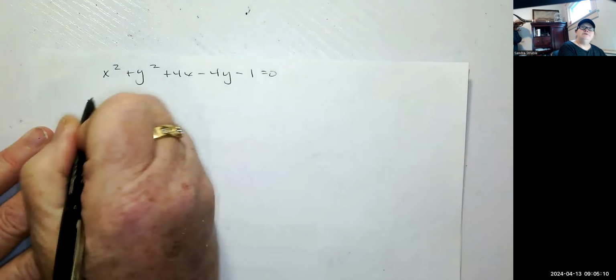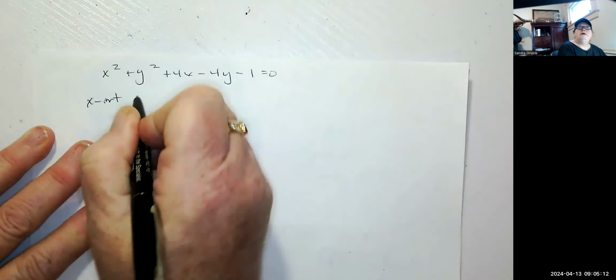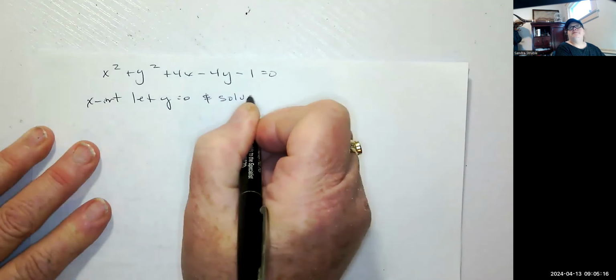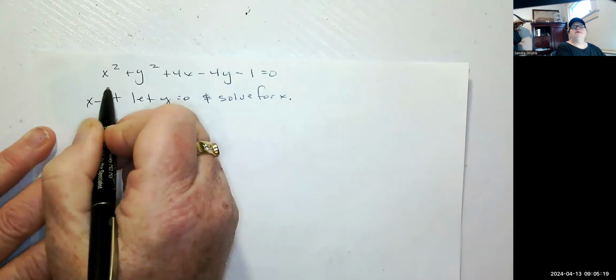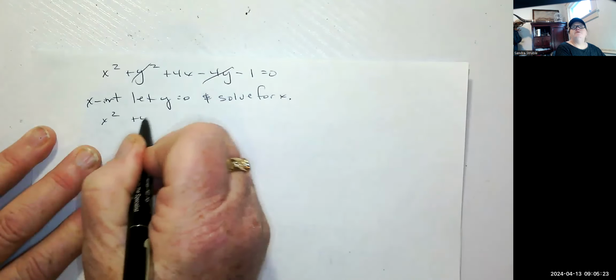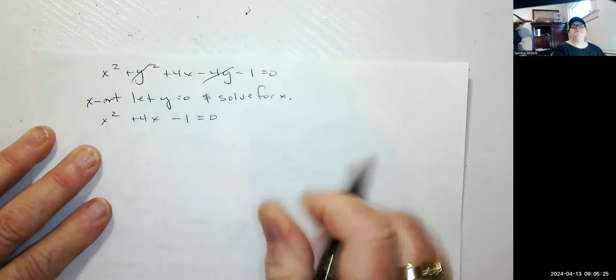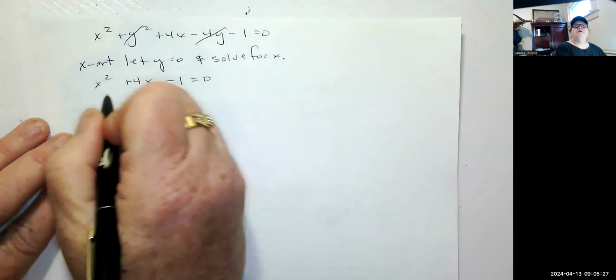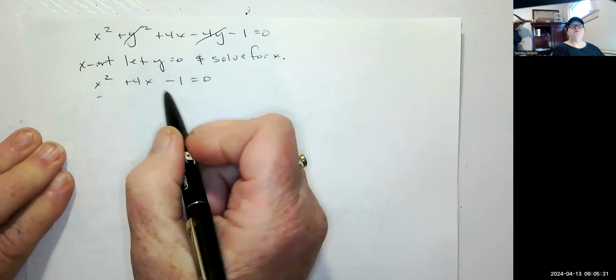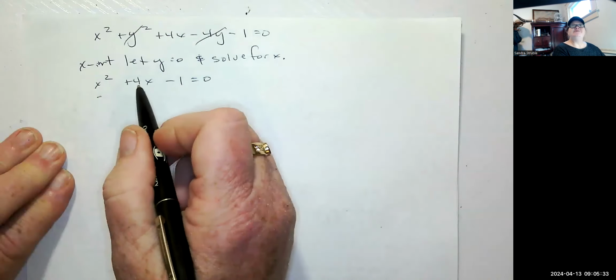To find my x-intercept, I'm going to let y equal 0 and solve for x. So gone and gone. x squared plus 4x minus 1 equals 0. That's what's left. I can't do this by breaking it into two parentheses because one's only going to be 1 and 1, and I can't get to 4 with that.